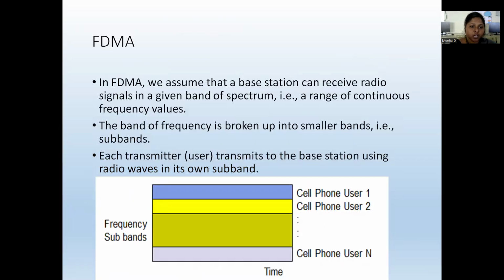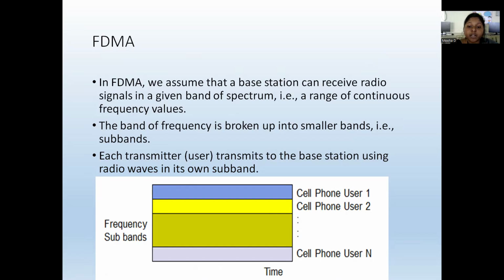Then FDMA. So what is FDMA? The base station can receive signals over a continuous range of frequency. That we call spectrum. Now this band is divided into many small carriers, called subbands. In FDMA, we assume that the base station can receive radio signals in a given band of spectrum, a range of continuous frequency values. The band of frequencies is broken up into smaller bands called subbands.